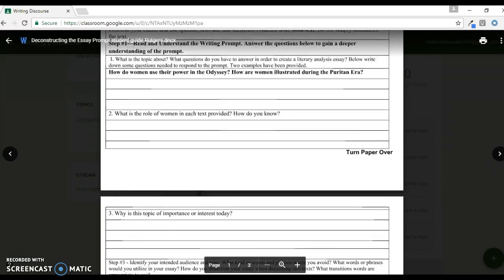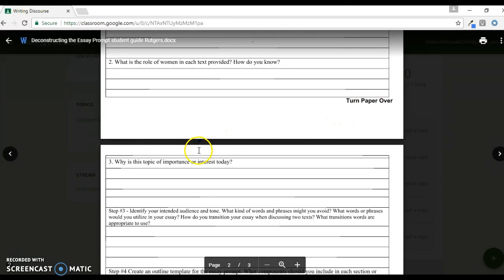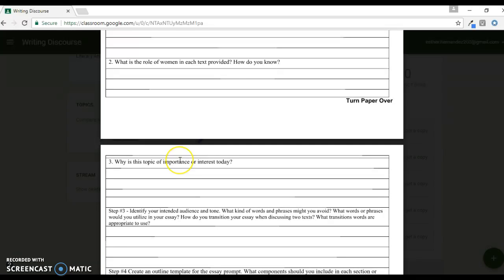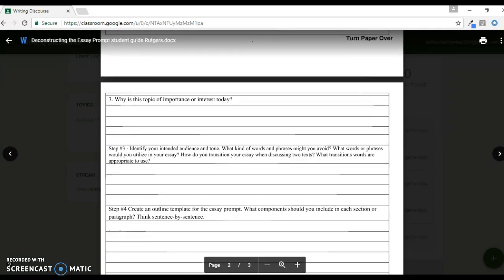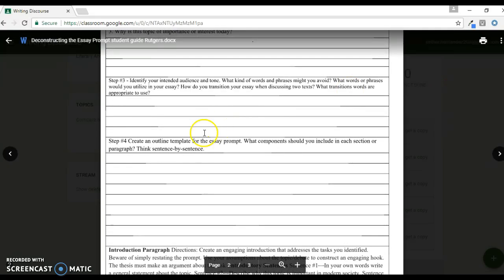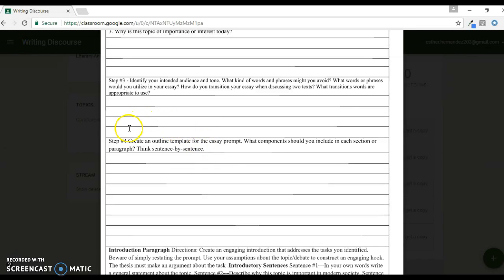And here is what will help them with their introduction and conclusion. The importance in society and interest today. And then finally, I have students thinking about what an essay template requires. This will have students create their own criteria that is needed so that they can actually master the skill.